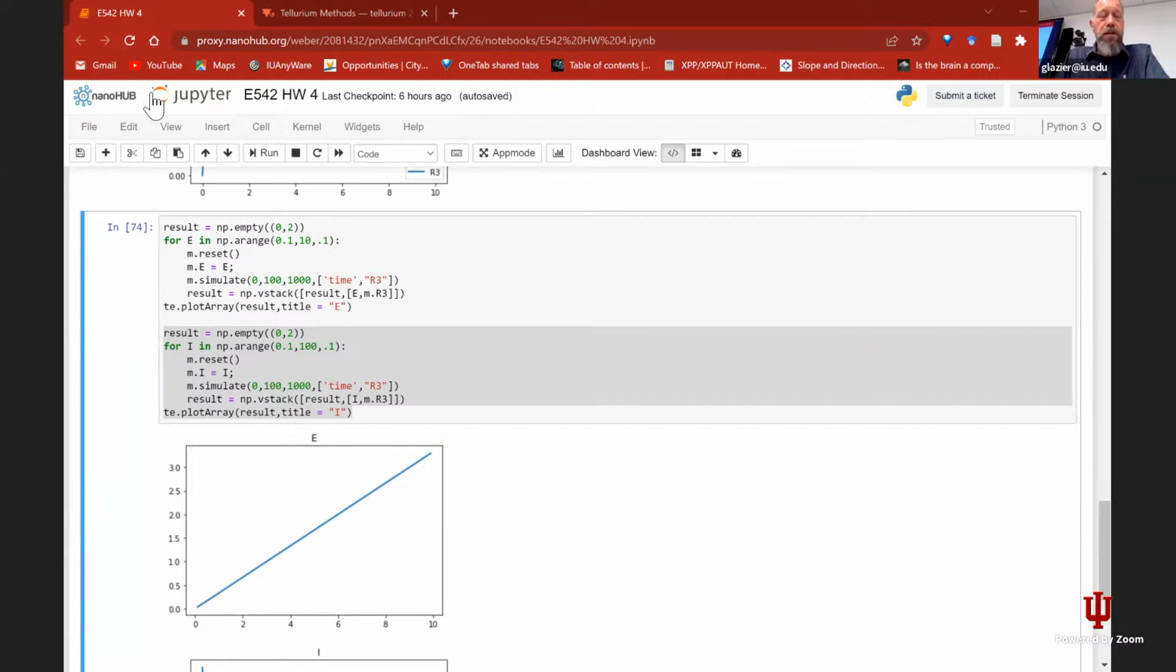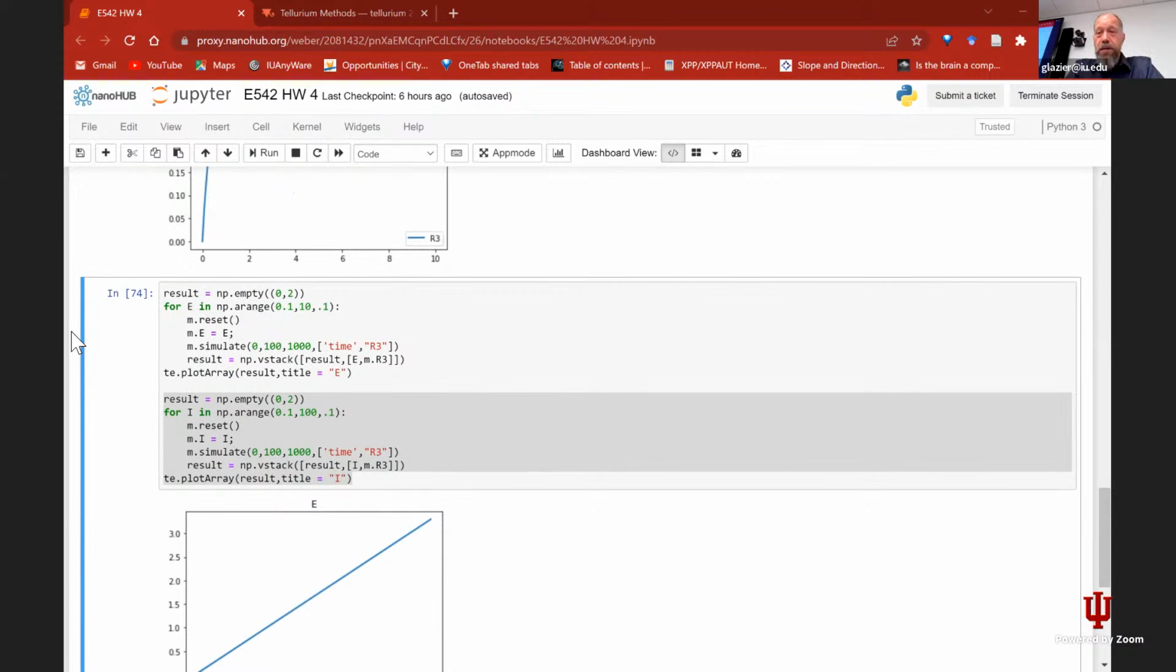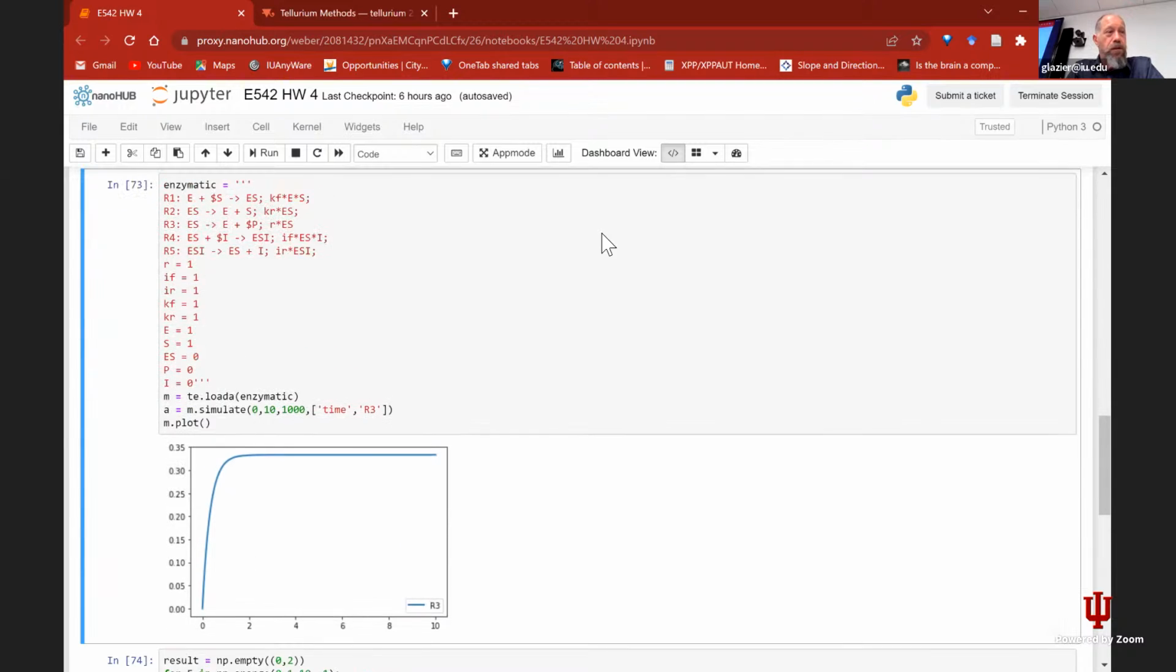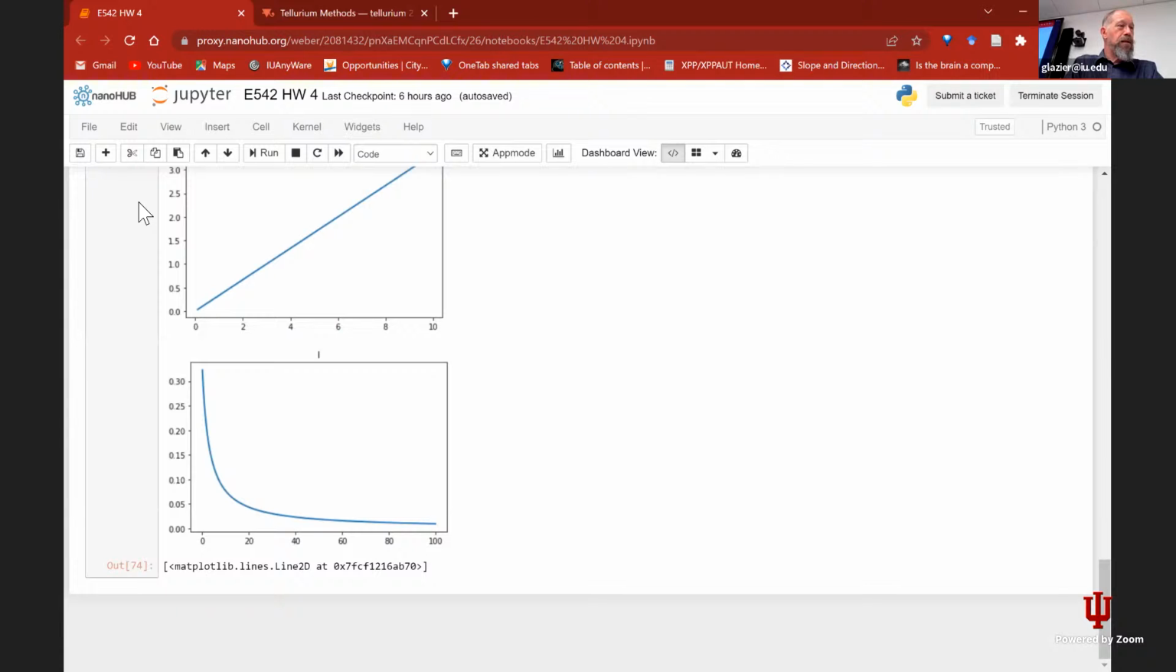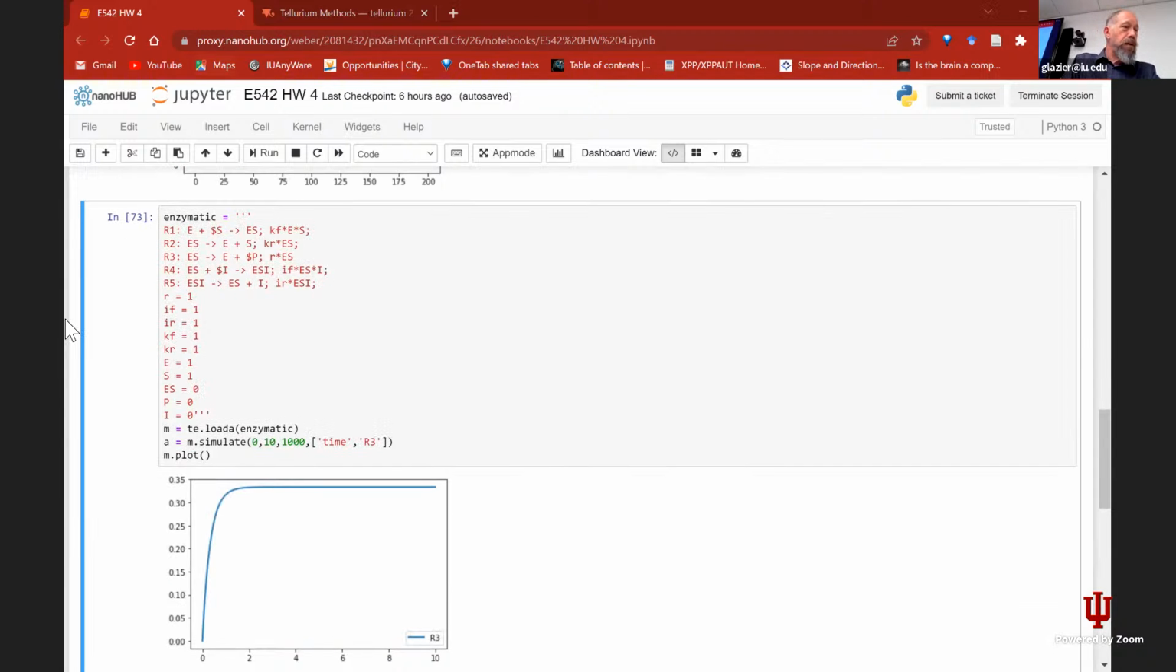And let's look at your model definition too while you've got it there, just so we can see how you added that side branch. Okay, there you go. Good. So yeah, it's R4 and R5, right? Yeah. There we go. Perfect. So you added a line ES plus $I goes to ESI. That's the sequestration of ES by the inhibitor. And then ESI reversibly goes back to ES plus I, and the rates are both mass action. So let's leave that up to make sure everybody has that.